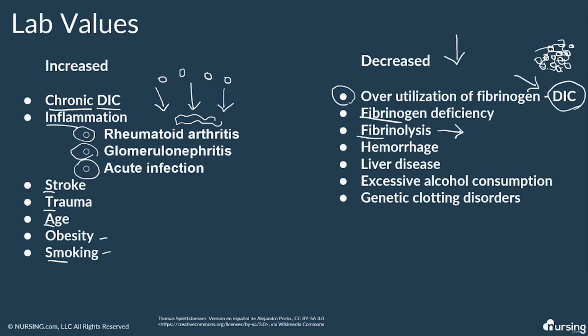This is the body's natural process of breaking down that clot. And we don't want fibrinogen in that portion when regular, normal, healthy fibrinolysis is happening. It's also going to be decreased in hemorrhage. Why? Because fibrinogen is being taken up. It will be decreased with liver disease because the liver is what synthesizes these proteins. And in the case of excessive alcohol consumption, we always say alcohol thins the blood, right? It doesn't actually thin the blood, it just makes it less coagulable. And then also in genetic clotting disorders.